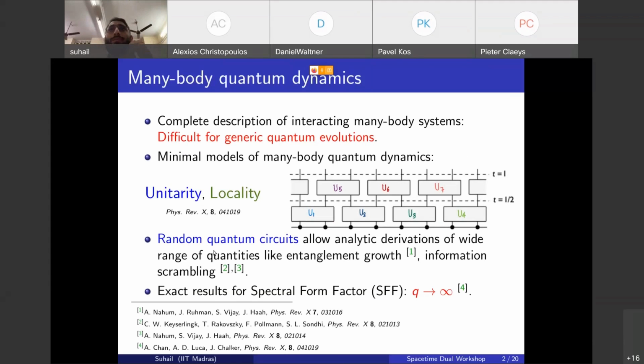So in this setting, for example, the random quantum circuits allow analytical derivations of a wide range of quantities like entanglement growth, information scrambling, and also spectral properties like the spectral form factor. But one has to take the limit where the local Hilbert space dimension Q is infinite. And these are a series of works. I know it's an incomplete list, but these are a few seminal works in these directions.